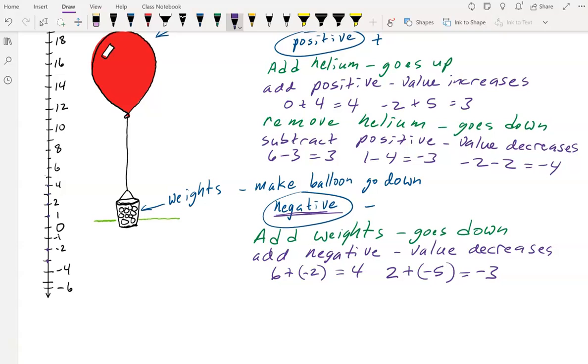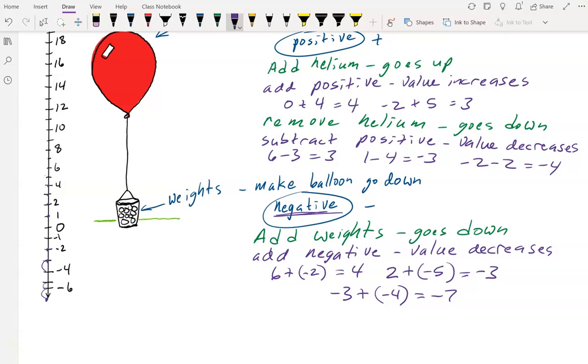Now what if the balloon, the little cup there, everything is floating at 3 units below the table. And let's say we're going to add 4 weights. So we're going to add 4 negatives to that. -3 plus -4. So it's sitting at -3, and it goes down 4 more. 1, 2, 3, 4. Oh, I ran off my number line. Well, that's going to go down to -7. So remember, every time you add negatives, the value decreases. You're going down the number line.